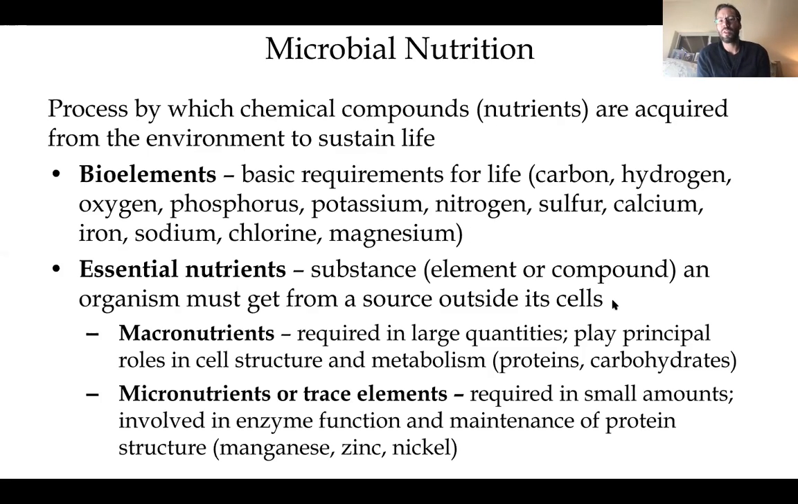Essential nutrients. These are things that the organism must have from outside of its cells. And so these can be macronutrients like proteins and carbohydrates. They can also be micronutrients, manganese, zinc, nickel. Okay. And just as these things are all required for us humans, bacterial cells do the same thing.